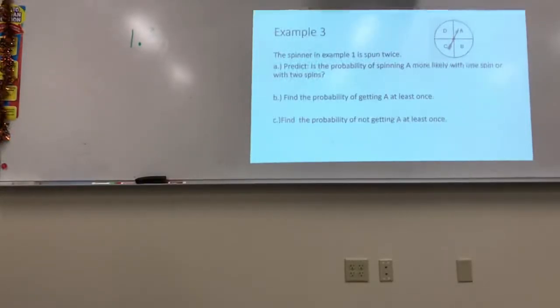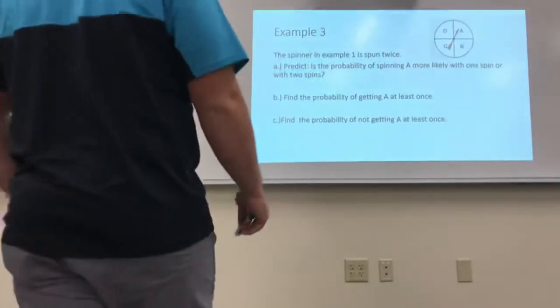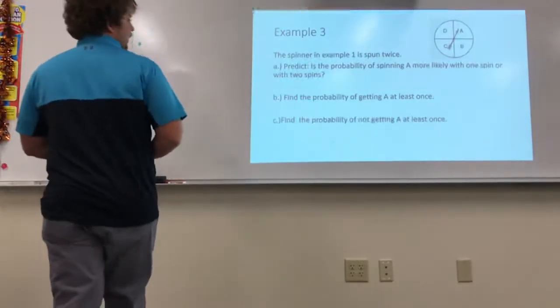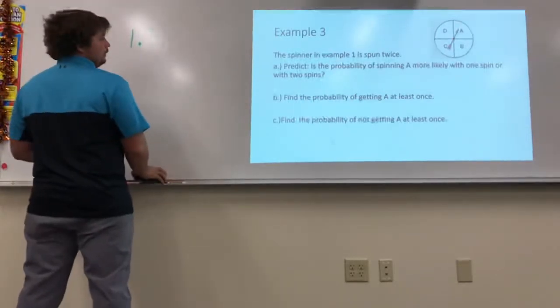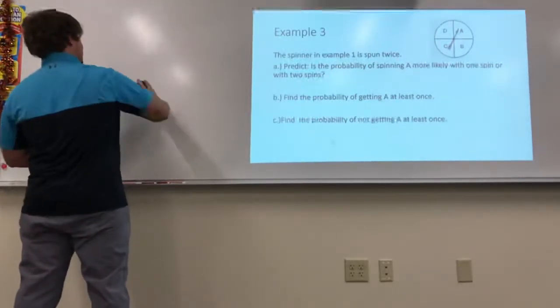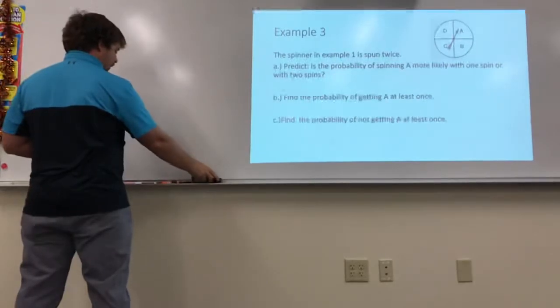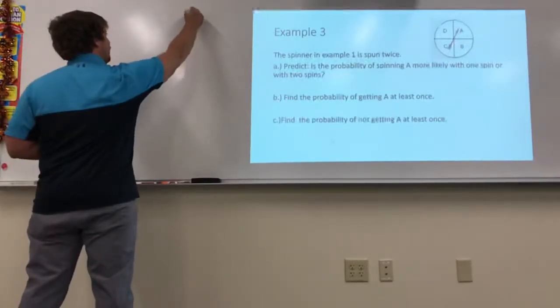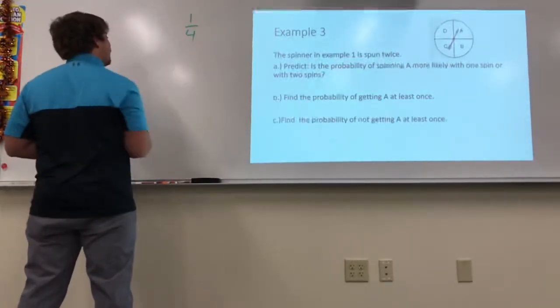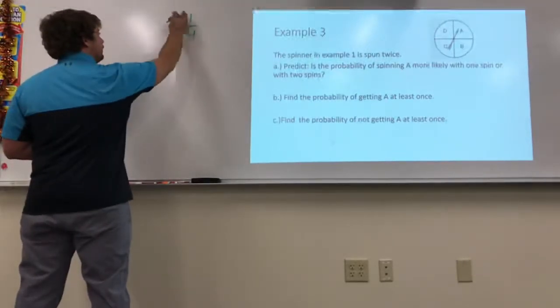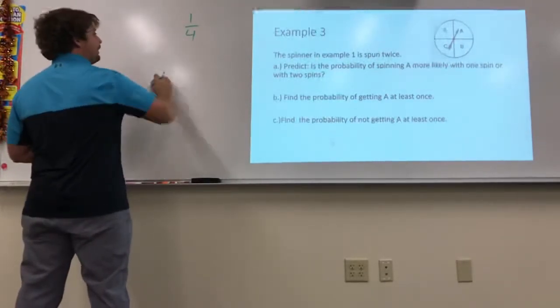Okay, example 3. The spinner in example 1 is spun twice now. Predict: is the probability of spinning A more likely with 1 spin or with 2? Well, with 1 spin, if you recall, we said it was 1 in 4, right? We're going back to probability, not odds. So it's favorable over total possibilities.